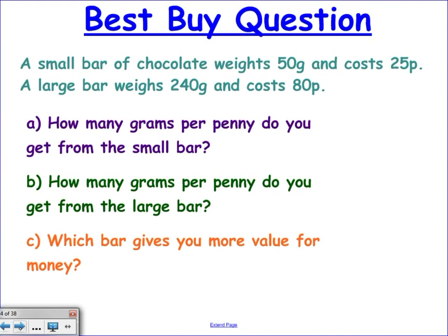There's one for you to try. Nice easy one, it's only 2 things to compare. So I'm looking at bars of chocolate. A small bar and a large bar. The small bar is 50 grams, 25p. The large bar, 240 grams, 80p. Which one's the best value for money?